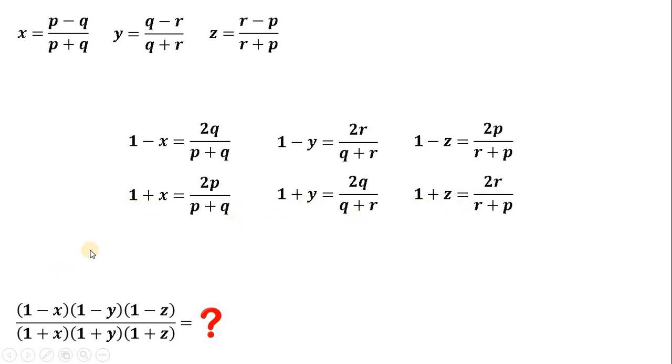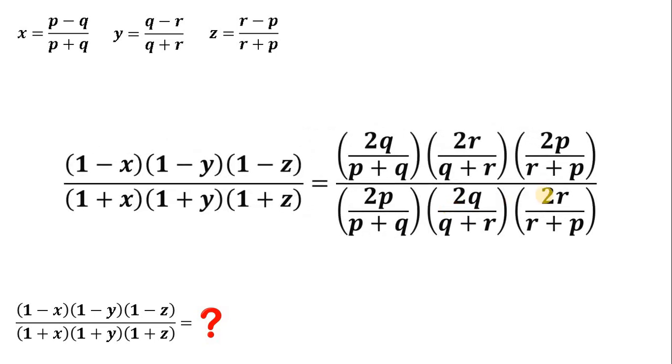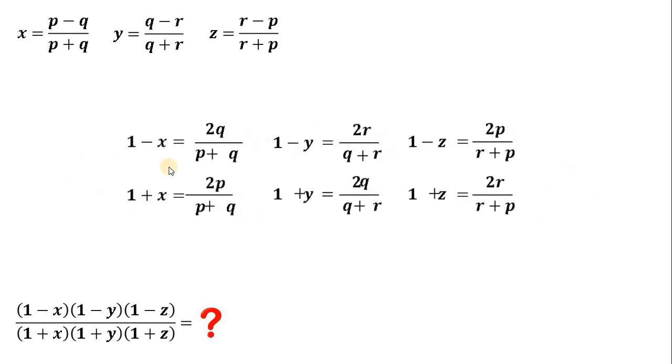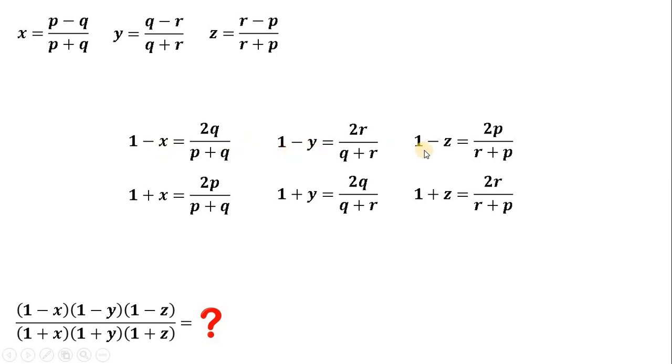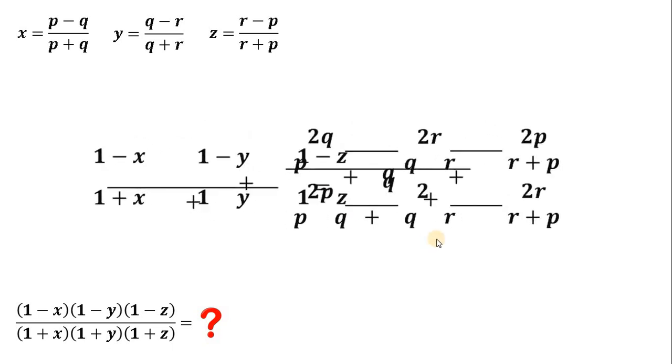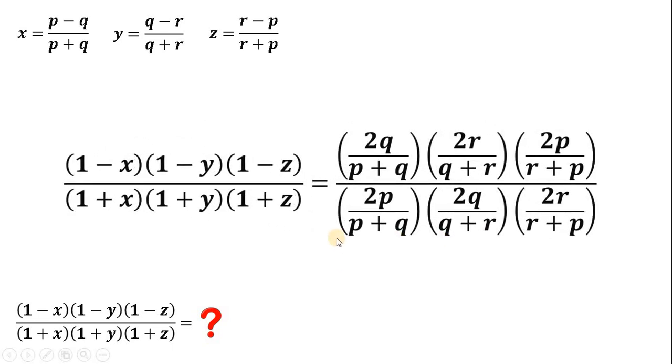Now what we're going to do here is to multiply all those equations on the top and multiply all those equations on the bottom. This will give us this form. Again, what we do here is to multiply 1 minus x, 1 minus y, 1 minus z, then multiply 1 plus x, 1 plus y, and 1 plus z. And this will give us this form. Now, take note that if we multiply the right-hand side by (p plus q) over (p plus q), this p plus q on the denominator cancels out. Also, with the same reasoning, this q plus r cancels out, and this r plus p cancels out.